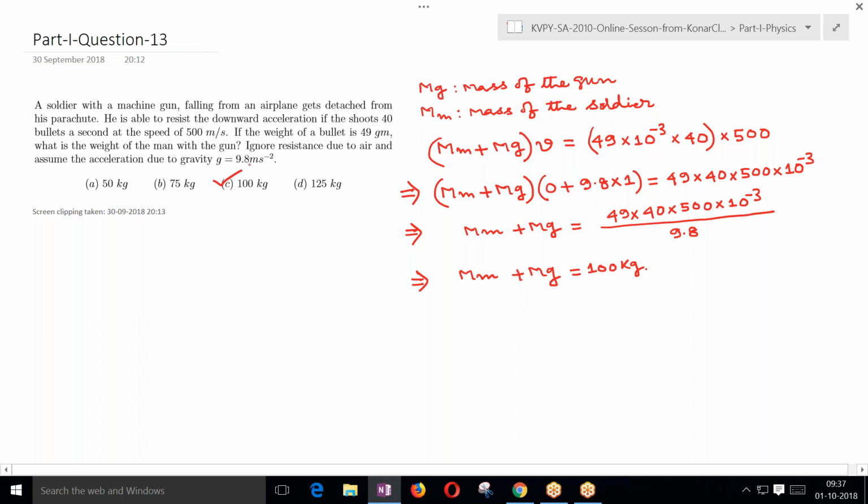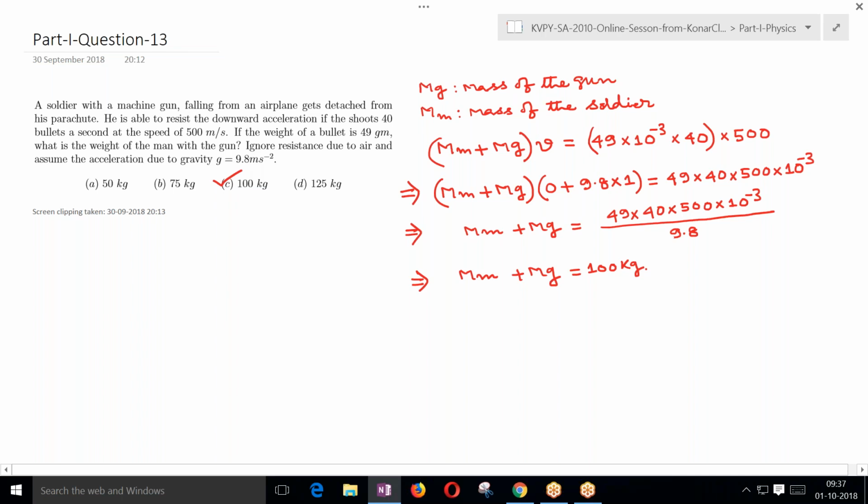Pratik, I hope it is clear now to you and the other students, right? In case of any doubt, please do let me know. Okay, so now I would like to discuss another question, that is question number 18. Okay, thanks Pratik for your confirmation. Now I would like to discuss question number 18.